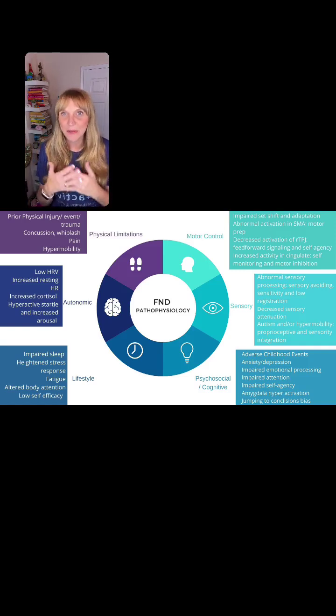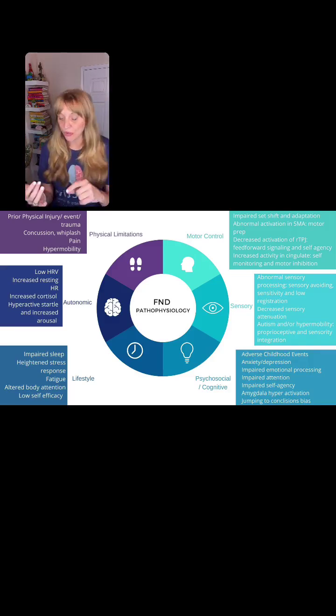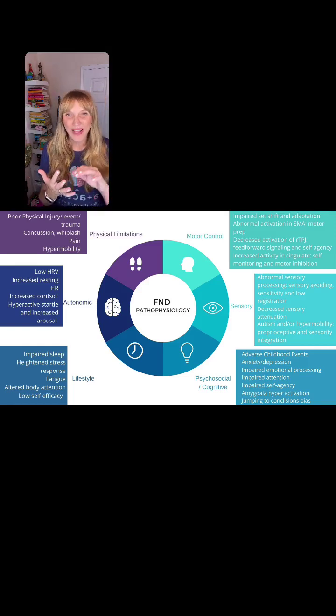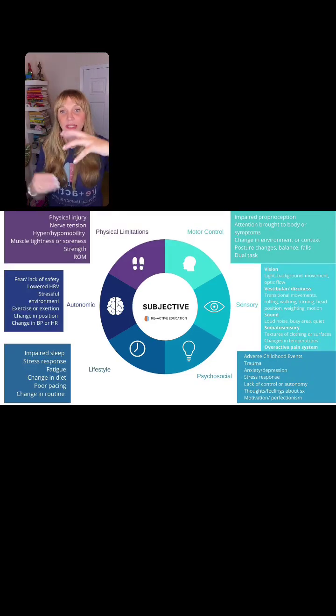I get to meet people and their families every single week, and thank you so much because I learn so much from you. We go through their story, their symptoms, what has been happening for them, and we co-create this pie chart together. I think I have another one here to share with you. So this is the subjective.